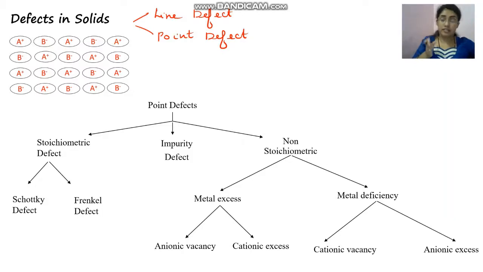And the stoichiometric defect can be divided into two types, that is Schottky defect and Frenkel defect. And non-stoichiometric defects are further divided into metal excess defect and metal deficiency defects. These are the two classifications. Metal excess defect can be due to an anionic vacancy or due to a cationic excess. And metal deficiency can be due to a cationic vacancy or due to an anionic excess. So these are the different possible point defects in a crystal. We'll look at them one by one.